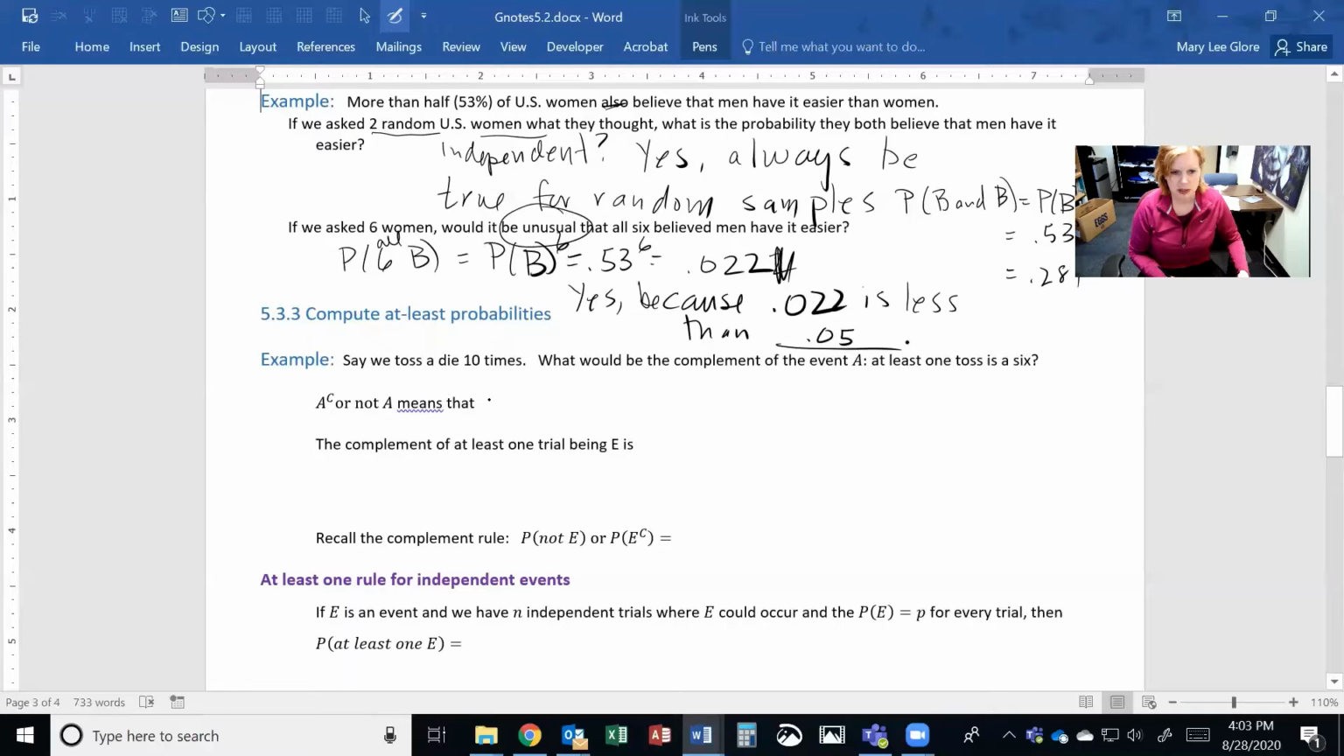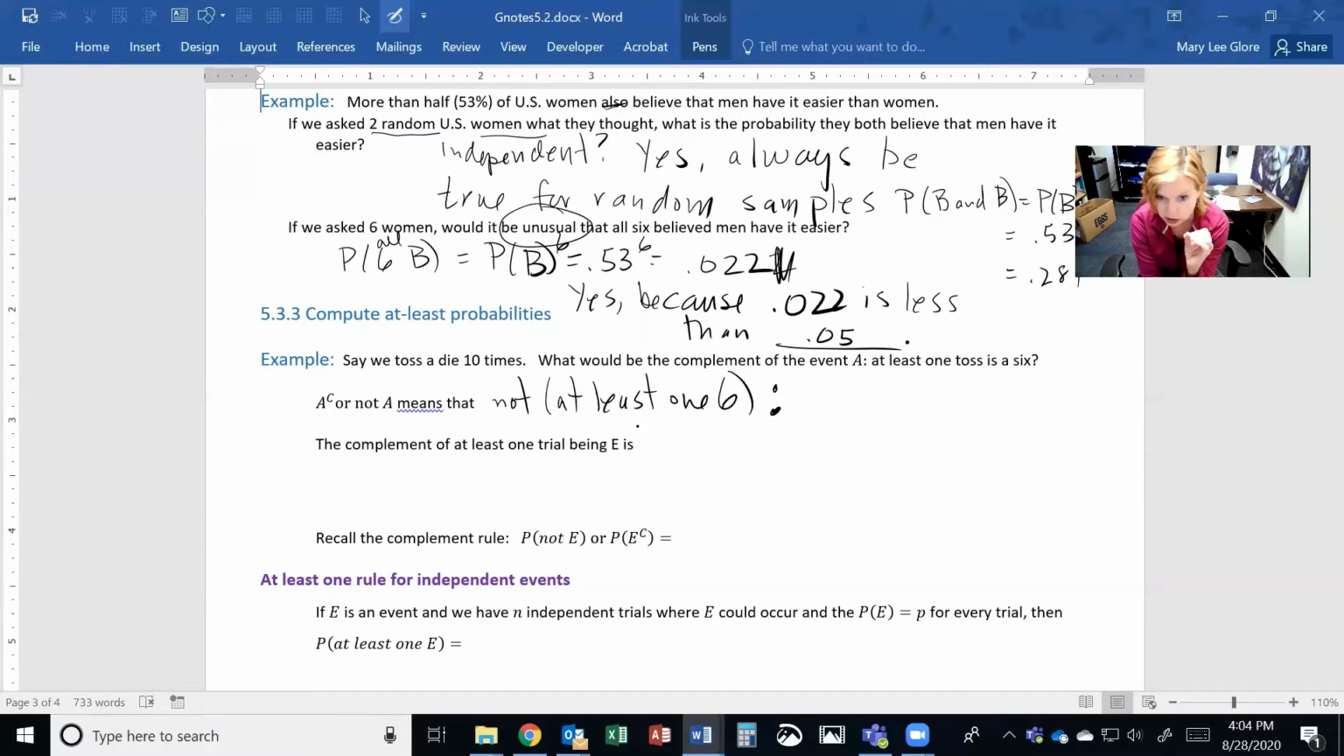Now we're going to talk about not at least one 6. So what does this mean? If there's not even at least one, then how many are 6s? If I had 1, that would be at least 1. If I had 2, that would be at least 1. The only thing that is not in the event at least one 6, by the way, that's what a complement is, every outcome that's not in it, is 0.